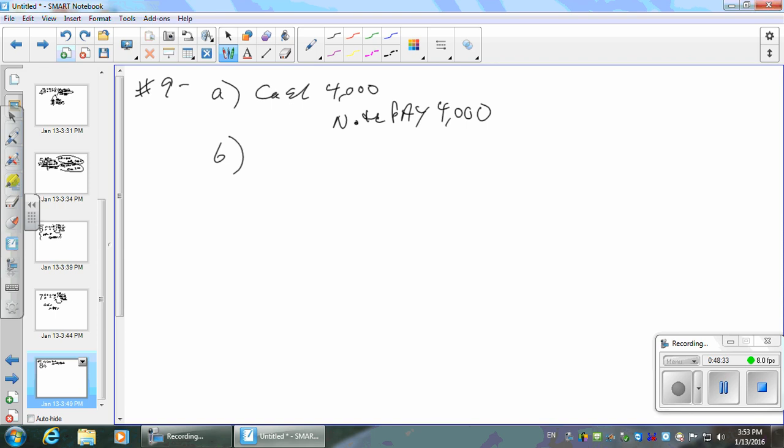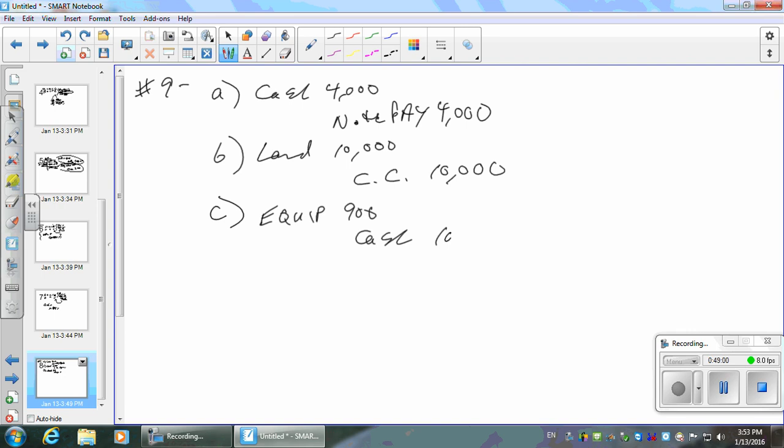Same principle. B is owners invested land worth $10,000 in the business in exchange for stock. What was it? Land. Yeah, they got land, and then contributed capital, right? Because we have more asset, more equity, right? What was C? We bought equipment for $900. Wouldn't you debit equipment? Because we have more. It's an asset, debited. What did we give up? Cash. So we credit cash for $100 with it.